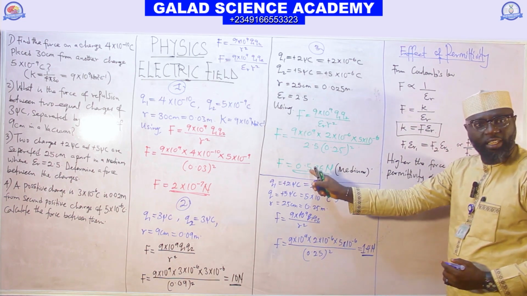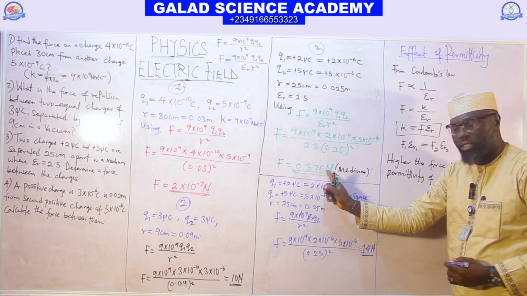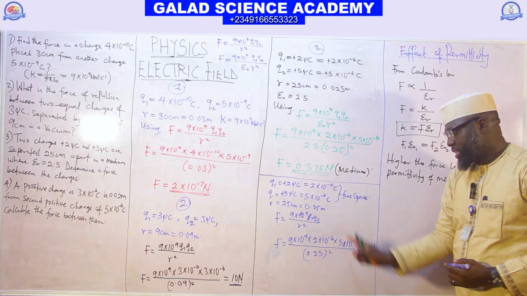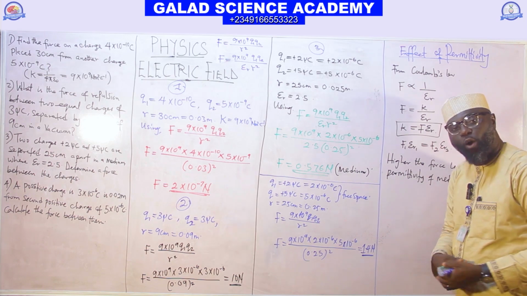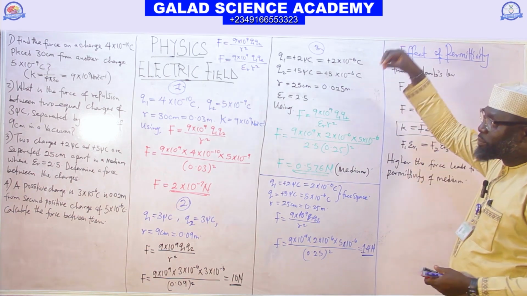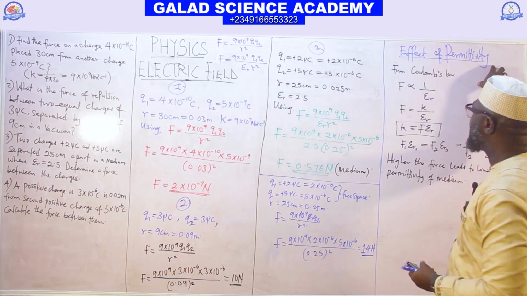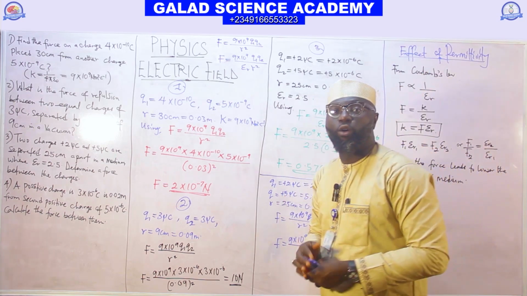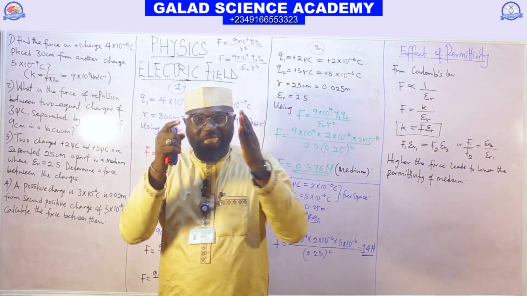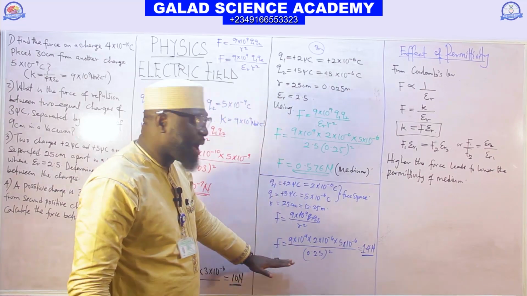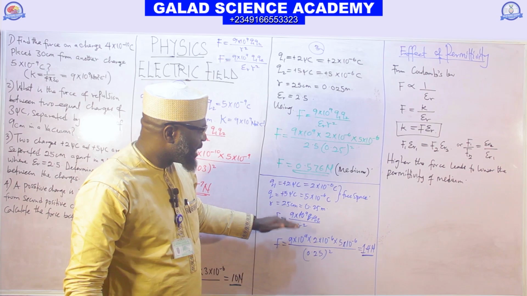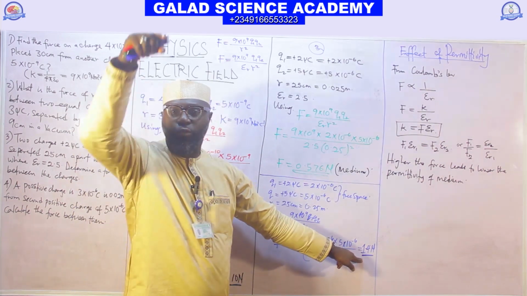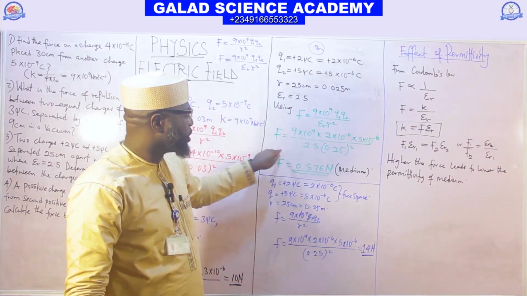Look at the distance. The final answer here is 0.6. Here we have 1.4 Newton. So the effect of a medium or permittivity on an electric force is that it reduces the magnitude of the electric force. You can see that the force of a charge in free space is 1.4, whereas the force of a charge in a medium is this.